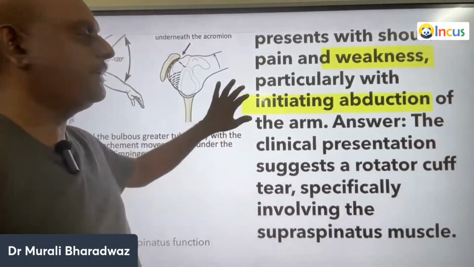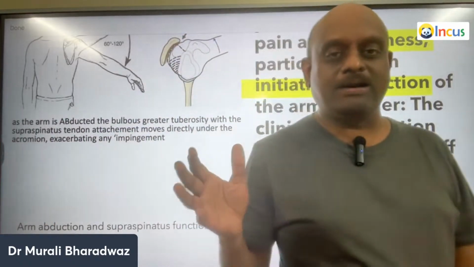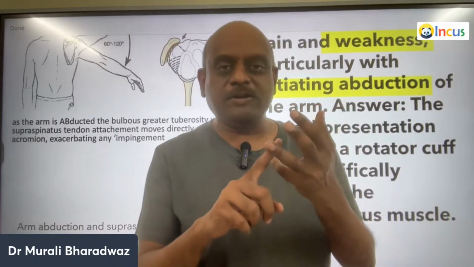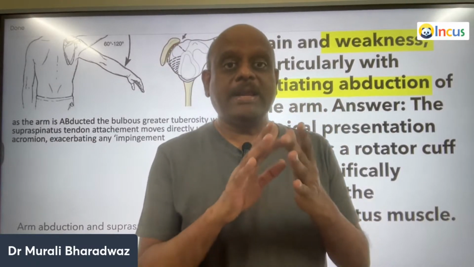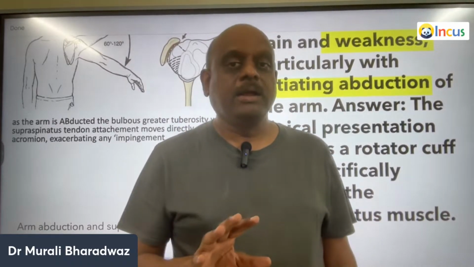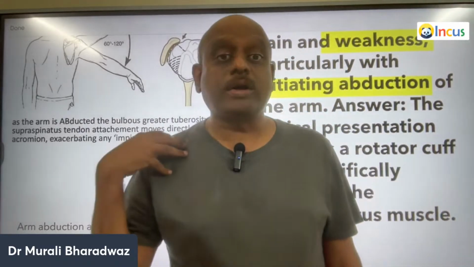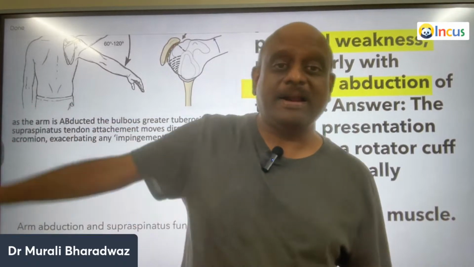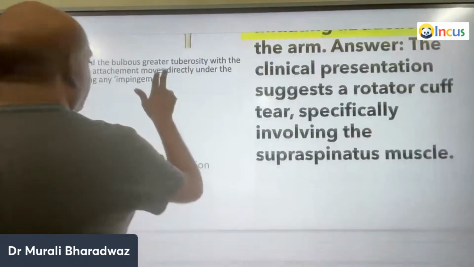So this is a classical presentation of rotator cuff tear. There are so many rotator cuff muscles. What are the four muscles? Supraspinatus, infraspinatus, teres minor, and subscapularis, SITS. So four muscles. Out of that, it is the supraspinatus muscle which is most commonly injured in rotator cuff tear, which causes an inability to raise, abduct the hand, is what you need to remember.